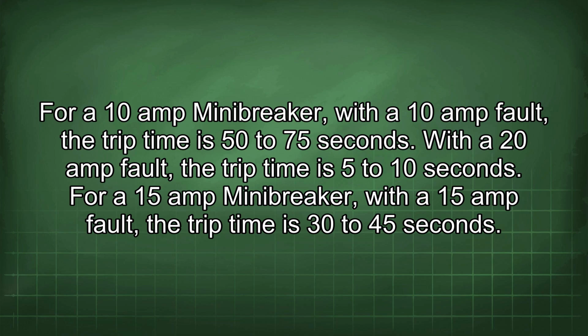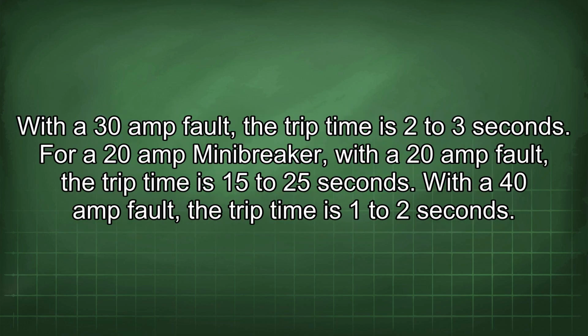For a 15 amp Minibreaker with a 15 amp fault, the trip time is 30 to 45 seconds. With a 30 amp fault, the trip time is 2 to 3 seconds. For a 20 amp Minibreaker with a 20 amp fault, the trip time is 15 to 25 seconds. With a 40 amp fault, the trip time is 1 to 2 seconds.